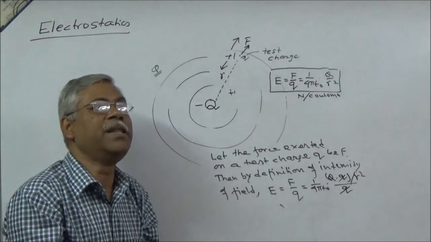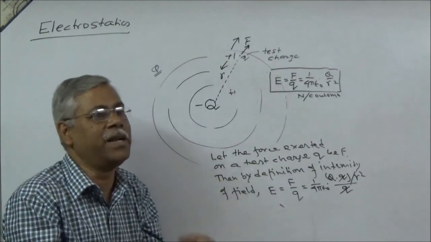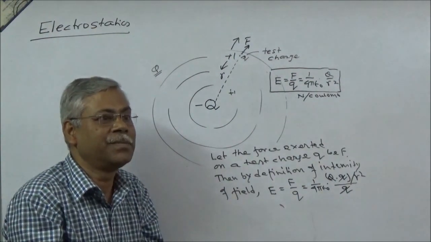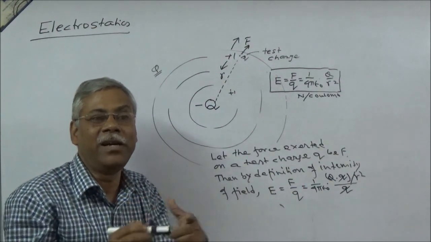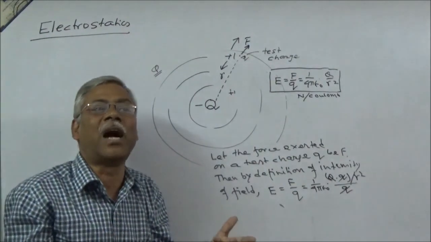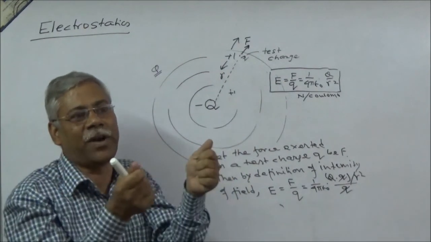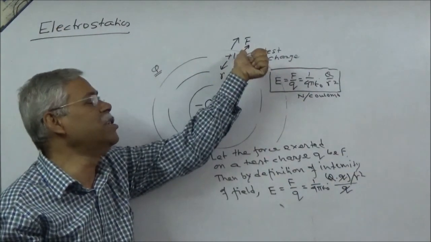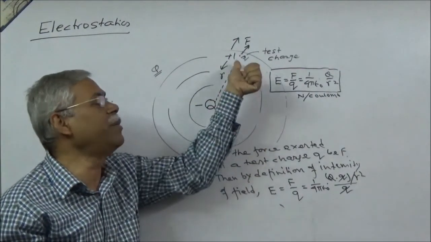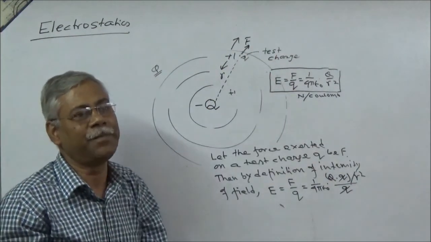In this regard, there is a difference between intensity of gravitational field and intensity of electrostatic field. What is the difference? Intensity of gravitational field is always towards the central mass, because the force is always attractive in nature. Two masses cannot repel; two masses always attract. So the direction of intensity of gravitational field is always towards the center. But the direction of intensity of electrostatic field can be towards the center or away from the center.